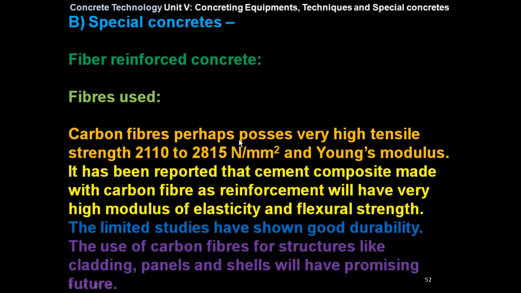Carbon fibers possess very high tensile strength, 2110 Newton per millimeter square to 2815 Newton per millimeter square, and Young's modulus. It has been reported that cement composite made with carbon fiber as reinforcement will have very high modulus of elasticity and flexural strength. The limited studies have shown good durability. The use of carbon fibers for structures like cladding, panels and shells will have promising future.